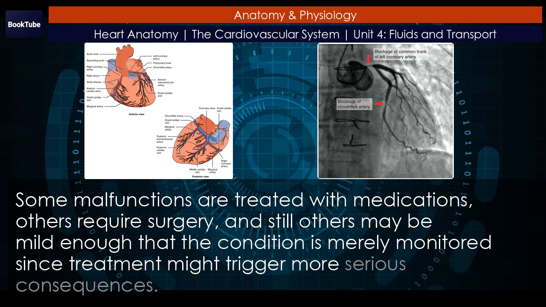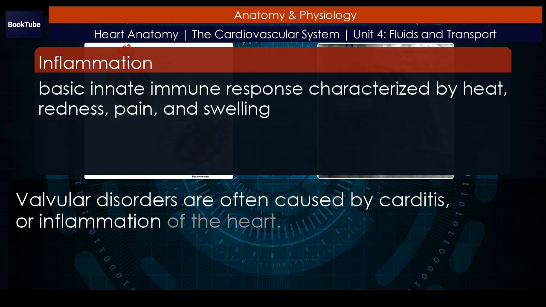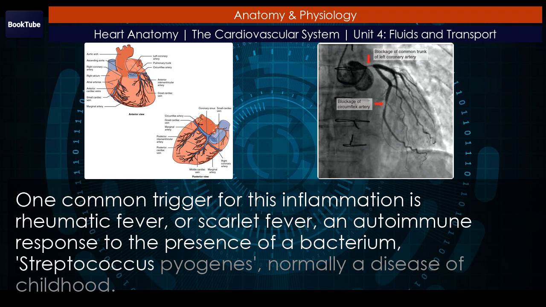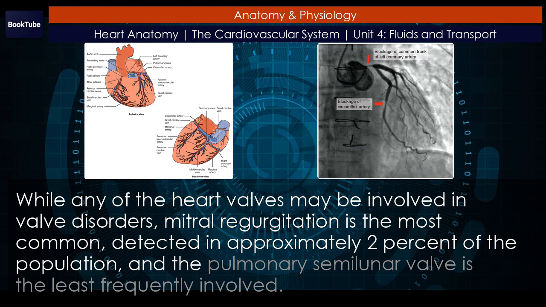Valvular disorders are often caused by carditis, or inflammation of the heart. One common trigger for this inflammation is rheumatic fever, or scarlet fever, an autoimmune response to the presence of a bacterium, Streptococcus pyogenes, normally a disease of childhood. While any of the heart valves may be involved in valve disorders, mitral regurgitation is the most common, detected in approximately 2% of the population, and the pulmonary semilunar valve is the least frequently involved.